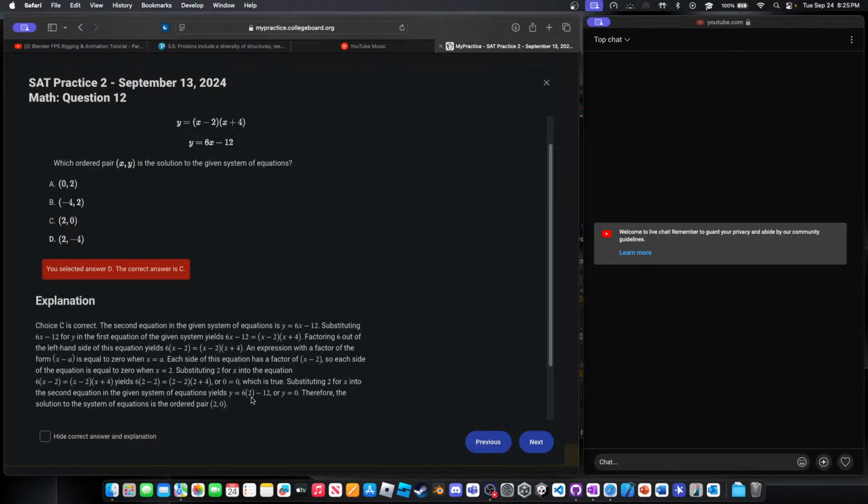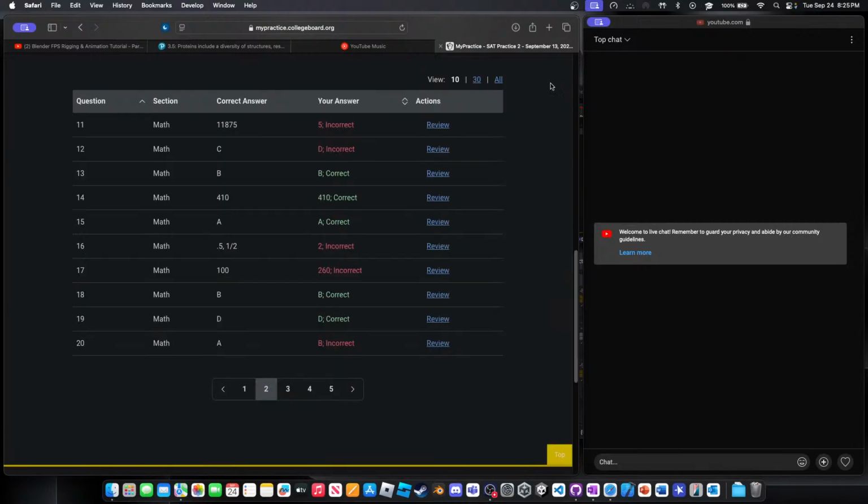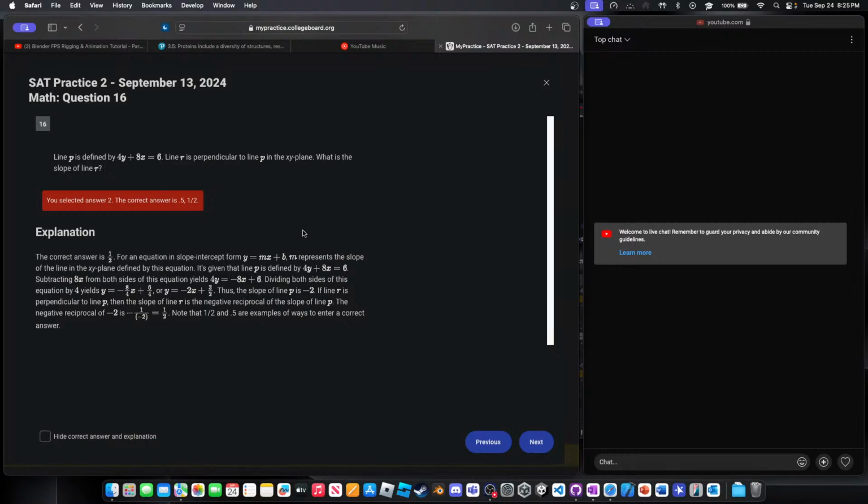Oh, y is literally equal to 0. Oh, I get it now. So the x and the y. Okay, so we've already solved for x, right? And now y, because y is equal to 6x minus 12, we can just plug in x, which would get 12 minus 12, which is 0. So y equals 0. So this is why the answer choice is C. Okay, I understand now. You gotta be a little bit big brain for this.